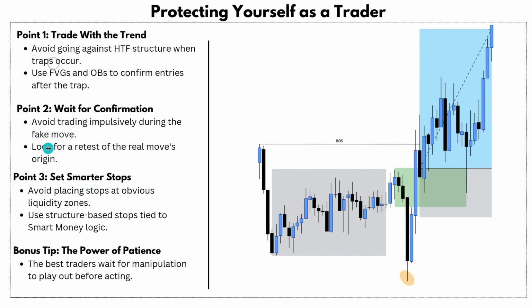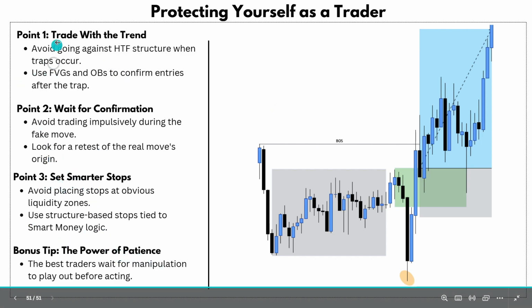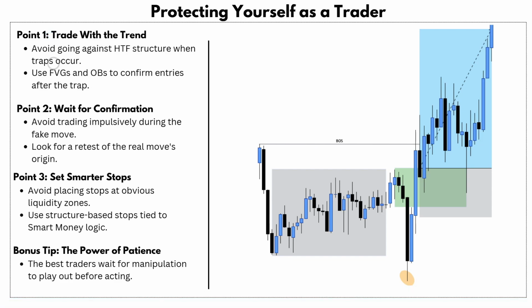Right here we have 3 points once again and a bonus tip. The first point is to always trade with the trend. Avoid going against higher time frame structure when traps occur. Use fair value gaps and order blocks to confirm entries after the trap. That's number 1, to always trade with the trend.